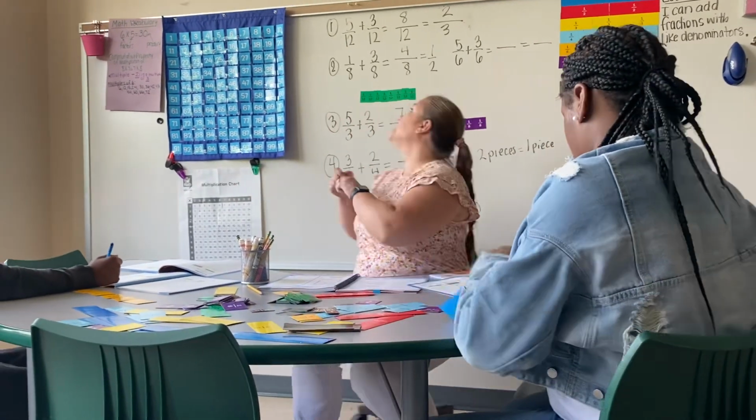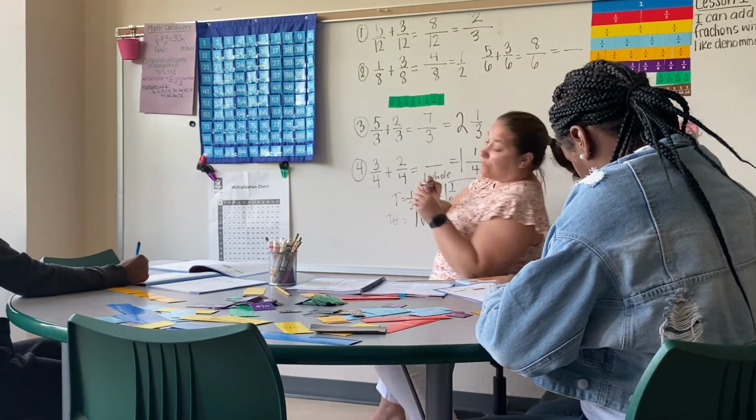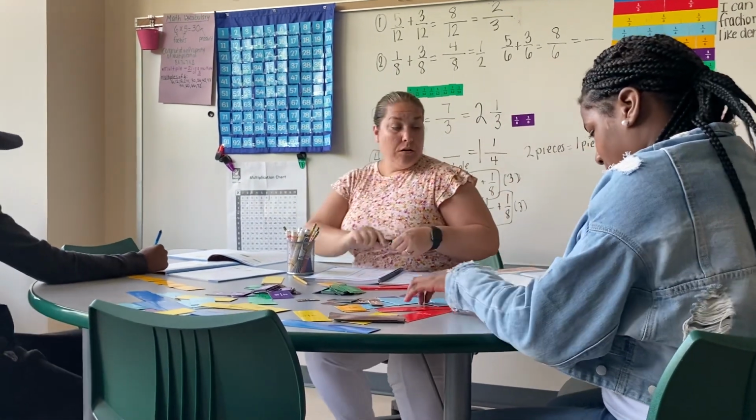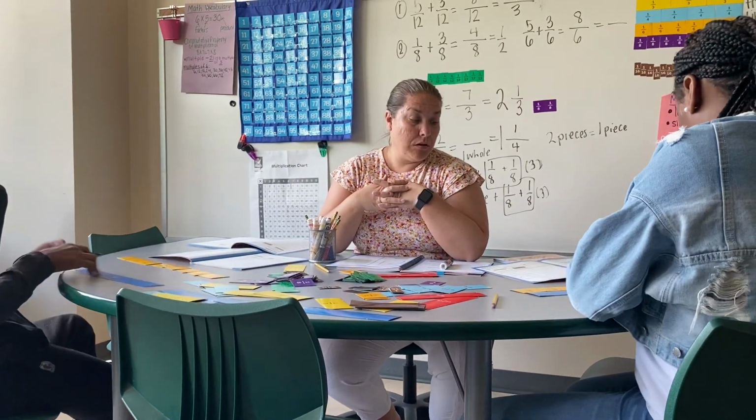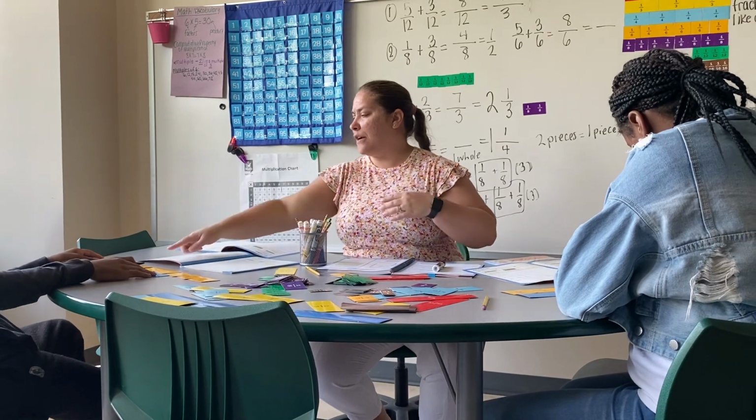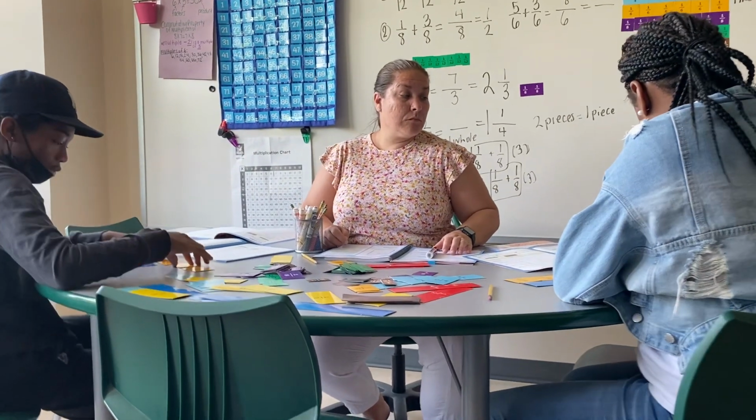8/6. Okay, so we need to now try our simplest form or lowest terms. What is the way you can make a fraction with your least amount of pieces? Okay, so fix your train.